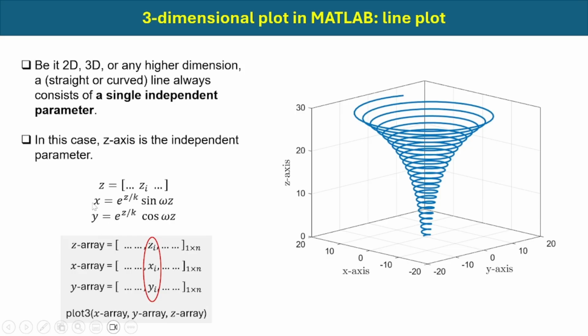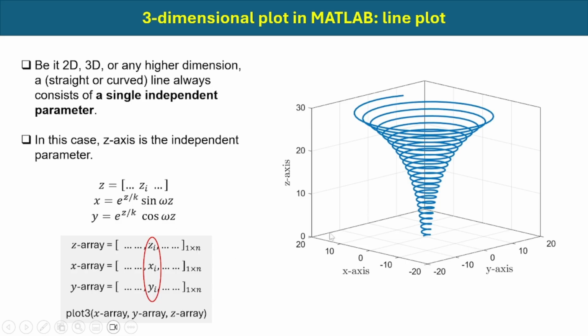So you have to do the element-wise operation on x and y. You take the individual element from the z array, do this operation, and create an array of x and y. From these three arrays you can use the plot3 command in MATLAB, which plots the line plot in 3D. So this is how it will look.